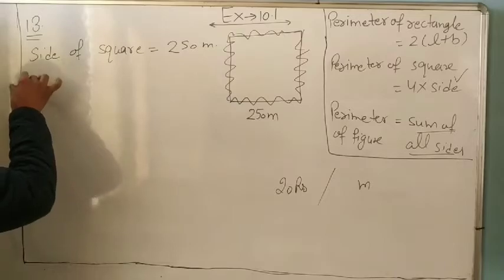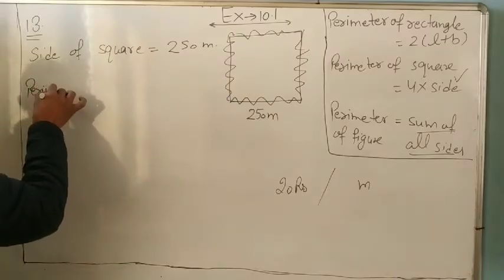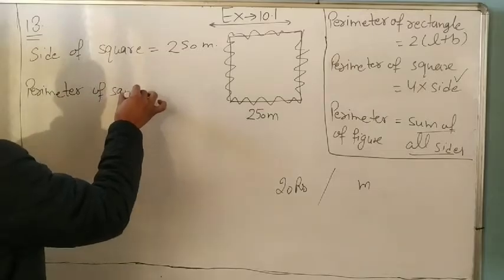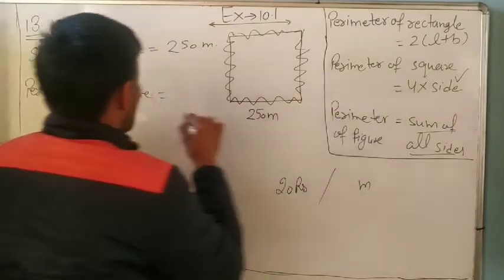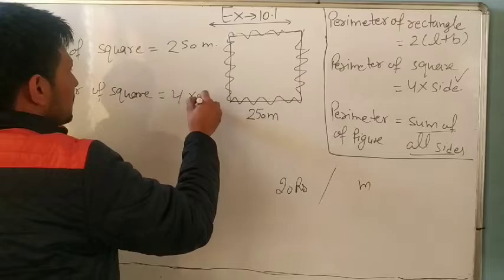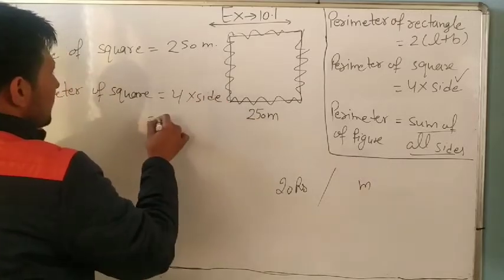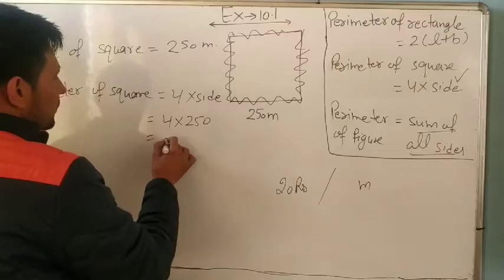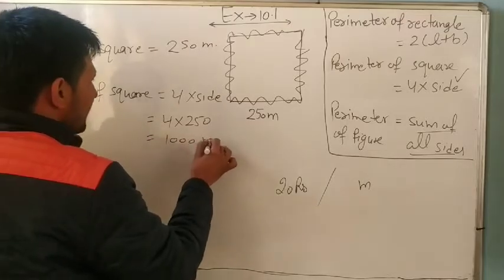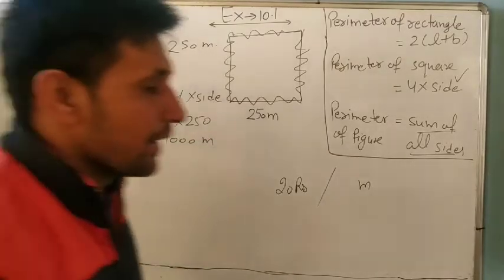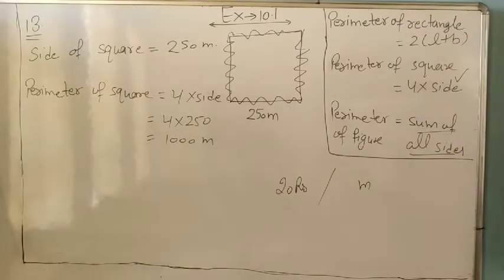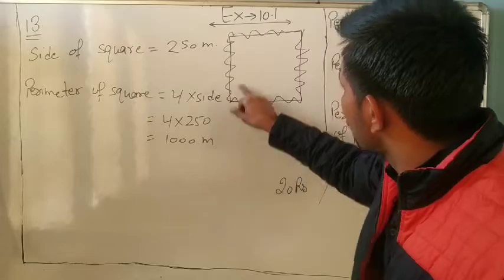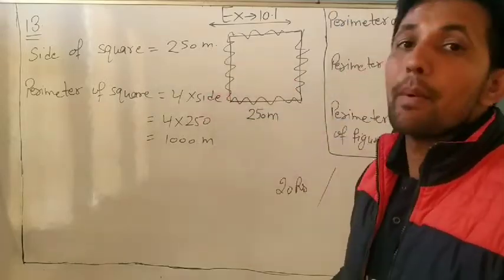So write: perimeter of square. Everyone knows what the perimeter of a square is? 4 into side. 4 into 250, how much? 1000 meter. It means the total perimeter of the square is 1000 meter. Perimeter means total length of the outer boundary.